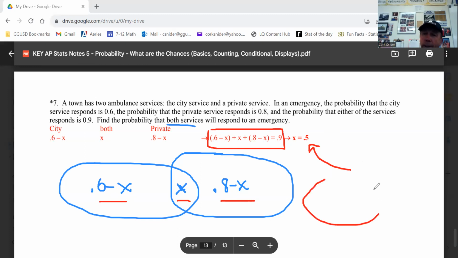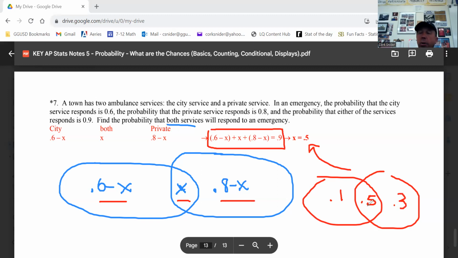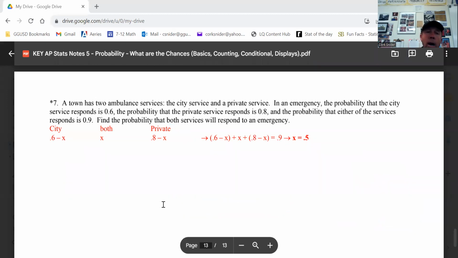Now, if you want to double check that to see if it works, put 0.5 in there. That makes this 0.1 for a total of 0.6. That makes this 0.3 for a total of 0.8. A really cool question would be, find the probability that neither respond. That would be this one out here, 0.1. Okay, so there are those 7 problems.